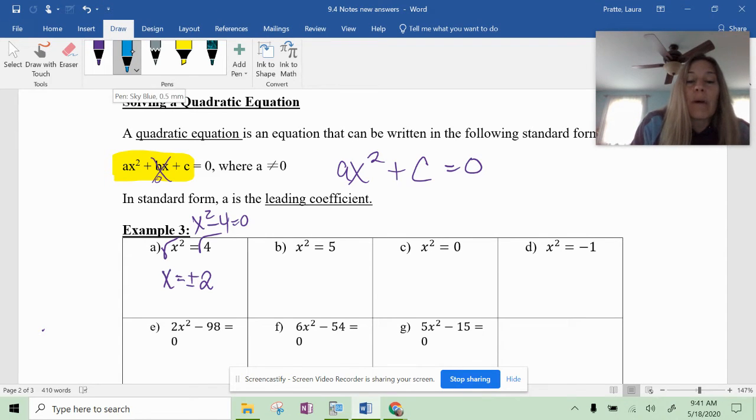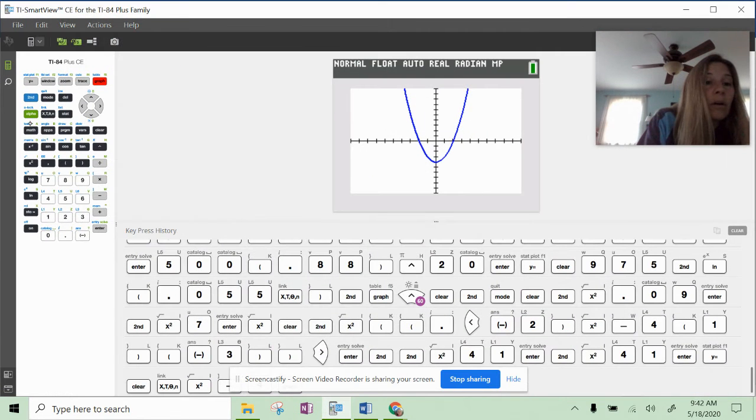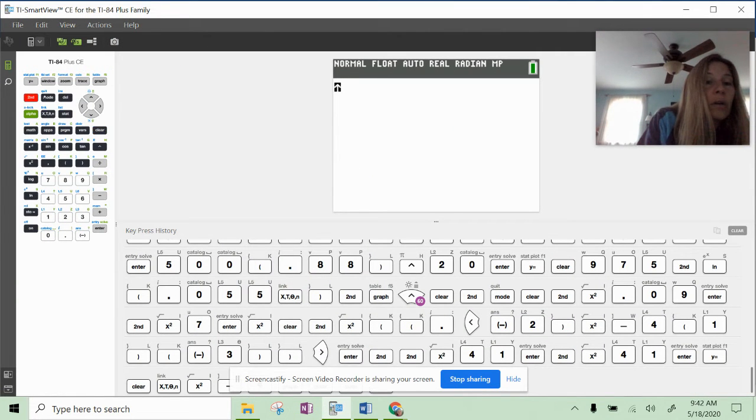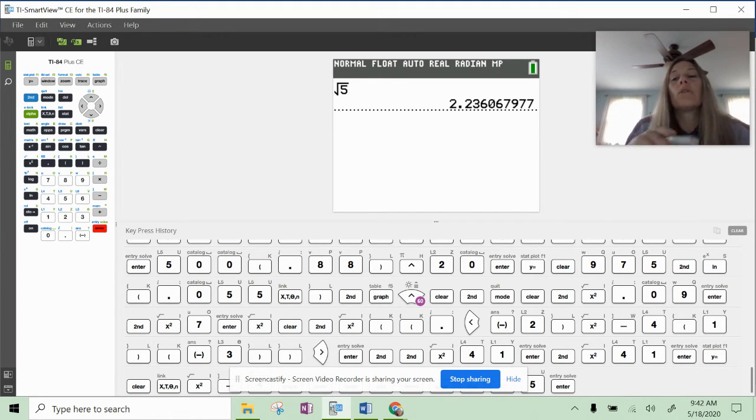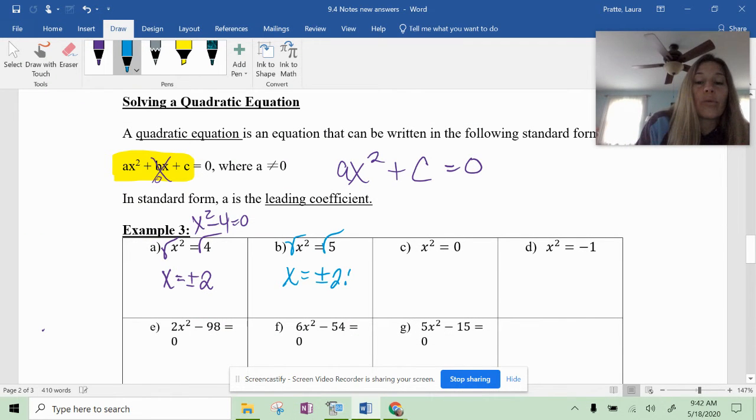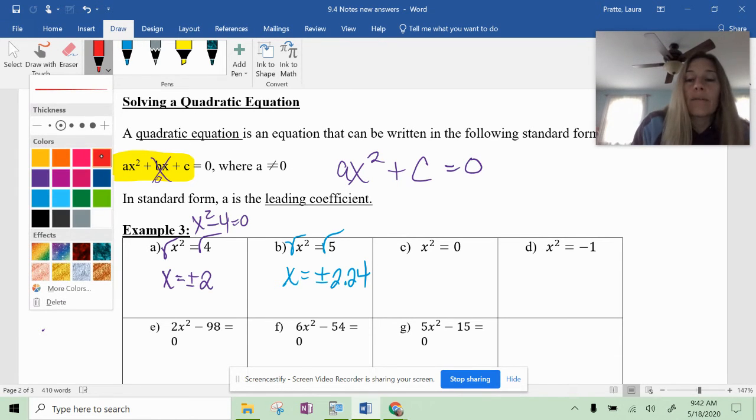Again, the x squared is by itself. So all I have to do is square root both sides. So x will equal positive and negative square root of 5. And if you go to your calculator, square root of 5 is a decimal. It's 2.24, we'll round it to 2.24.